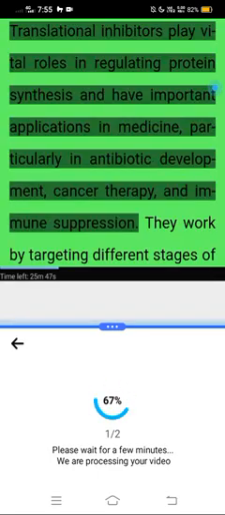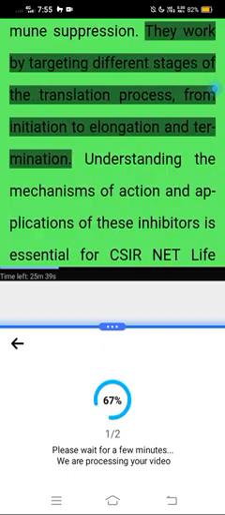Conclusion. Translational inhibitors play vital roles in regulating protein synthesis and have important applications in medicine, particularly in antibiotic development, cancer therapy, and immune suppression. They work by targeting different stages of the translation process, from initiation to elongation and termination.